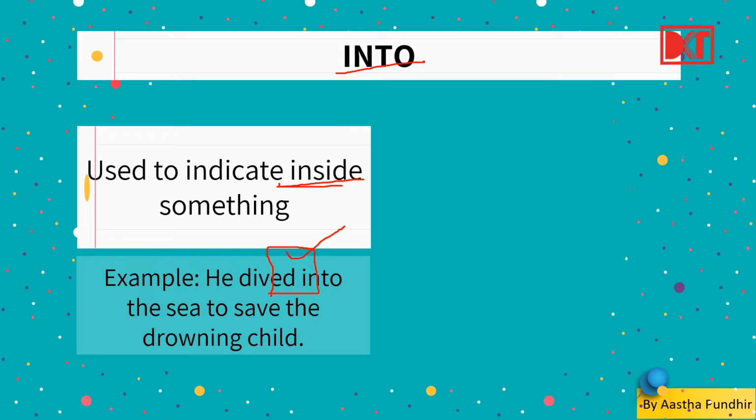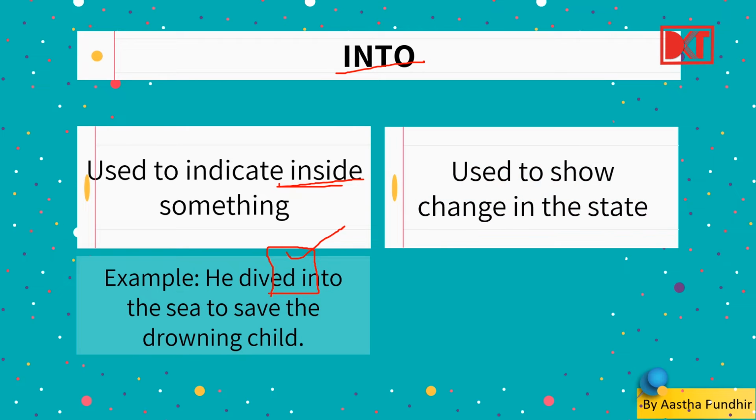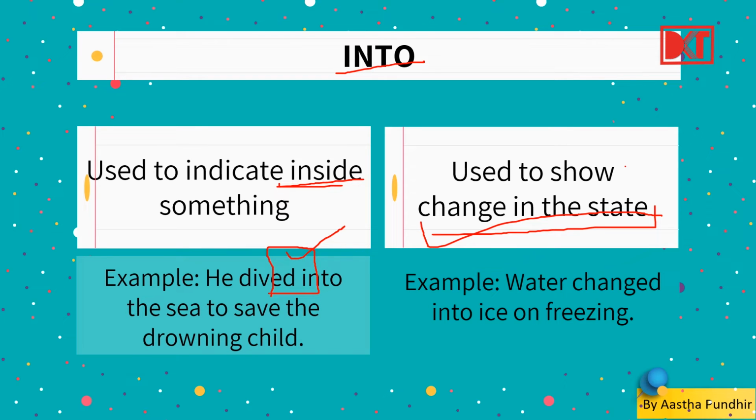Now, this was the first usage. The second usage is to show change in the state. How? Water changed into ice on freezing. Into ice. Water is the liquid form. Alright, this changed into a solid form of ice on freezing. So it is used to show the change in the state. Into.